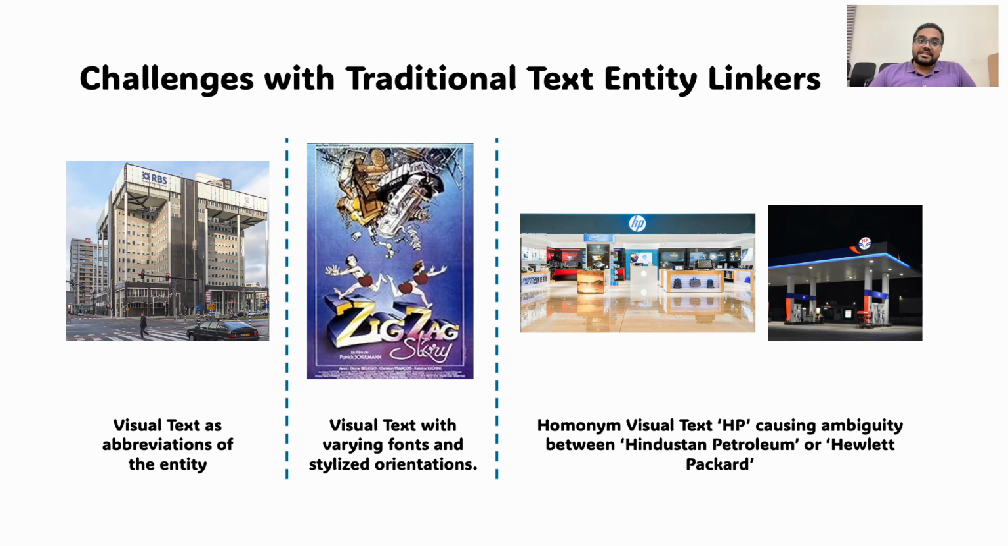In the second image, it can be seen that the visual text is highly stylized, making it harder for visual text recognition engines to extract the text. The third example is an interesting case, where the same visual text may refer to multiple entities. In both cases, you can see the visual text is HP, but it might refer to Hindustan Petroleum or Hewlett Packard. It can be easily solved by humans when you have the additional visual information. So these challenges make naive text-based entity linkers struggle to link the correct entity.